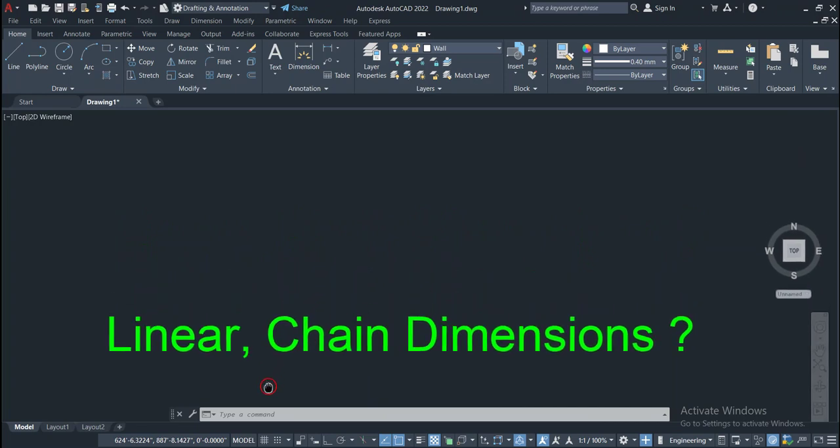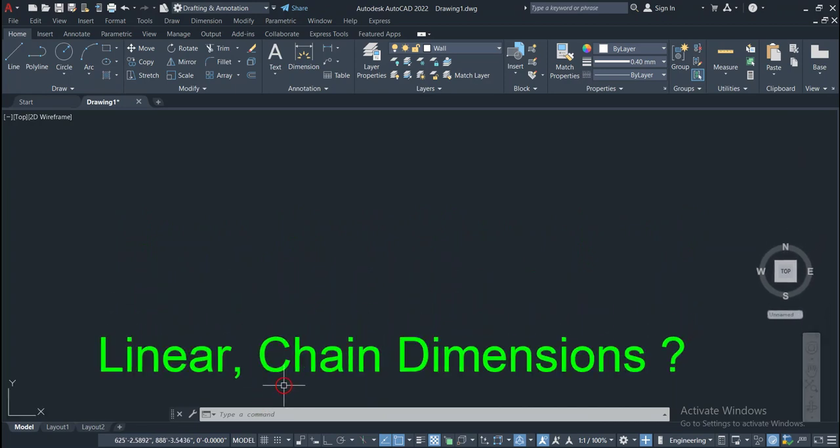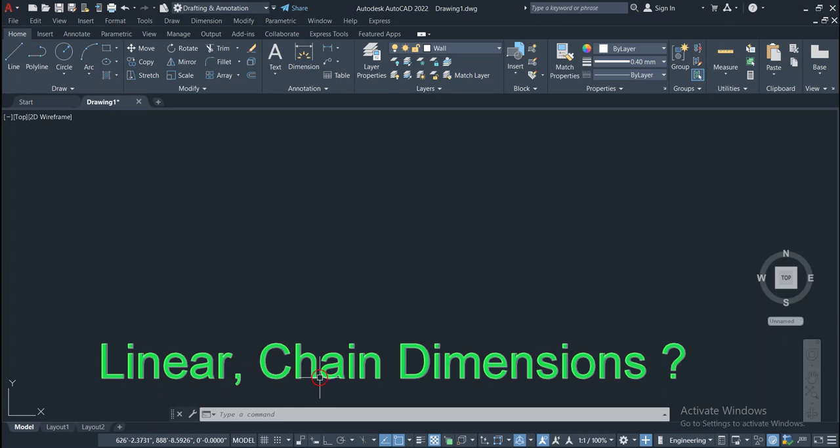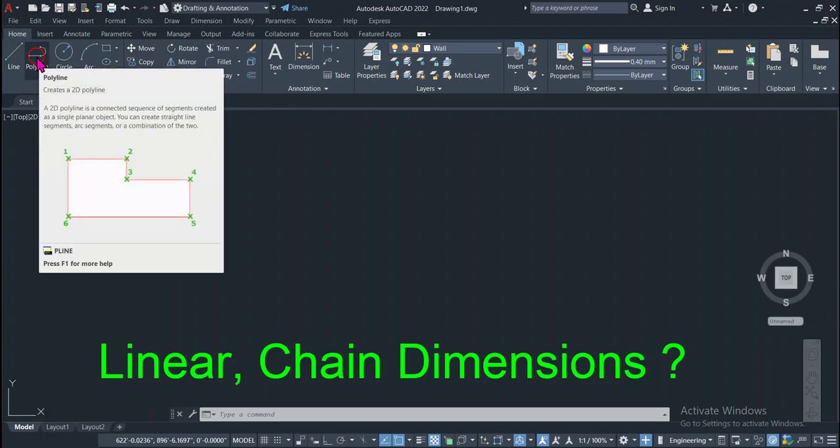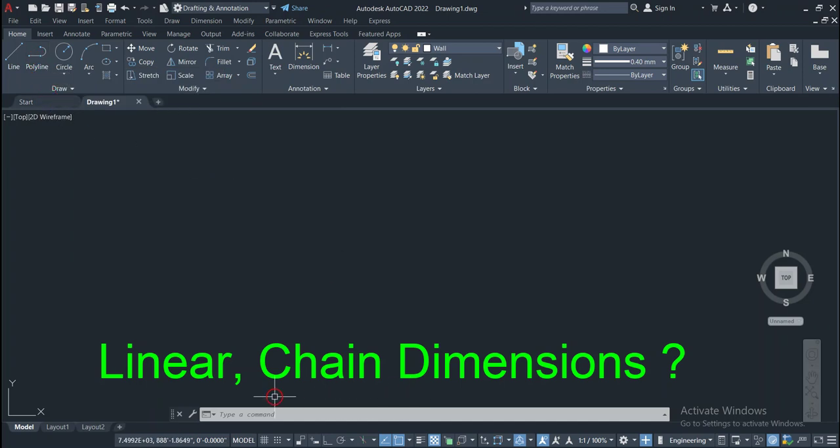So let's start with what the chain dimension is. In order to understand chain dimensions with the help of an example, let's draw a figure from which we will explain the chain dimension. The chain dimension is basically the dimensions that have been provided in a chain, meaning in a straight chain. That type of dimensions will be called chain dimension. So let me start to draw a figure.